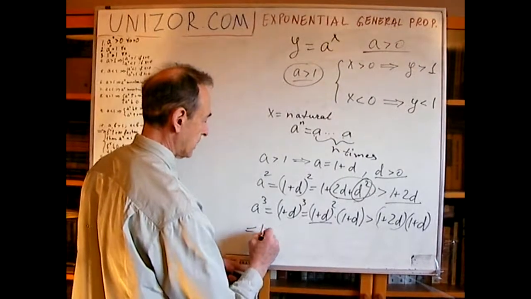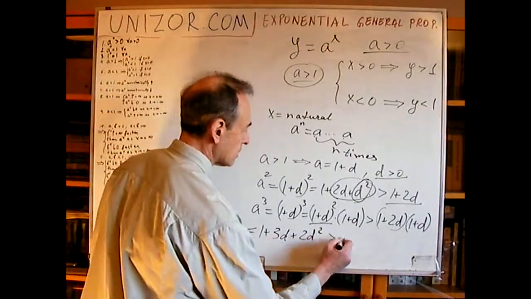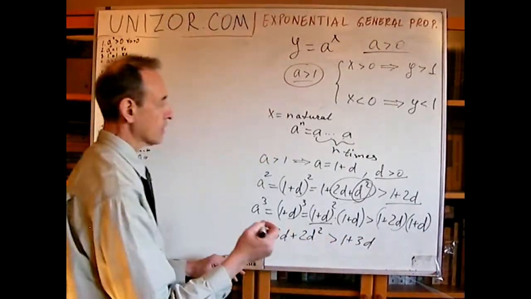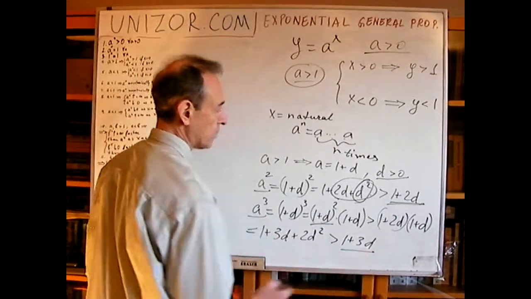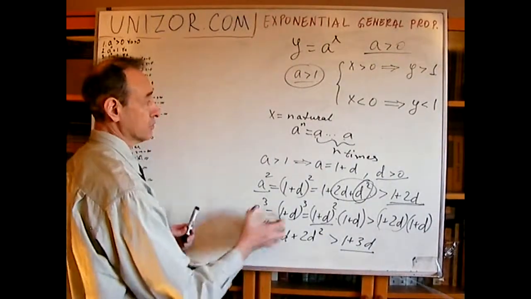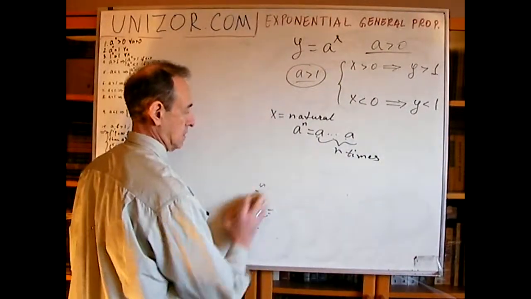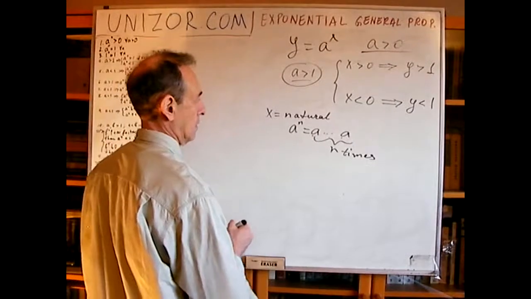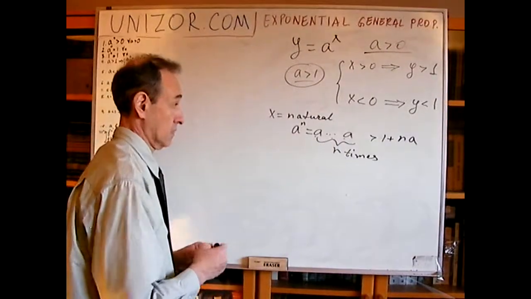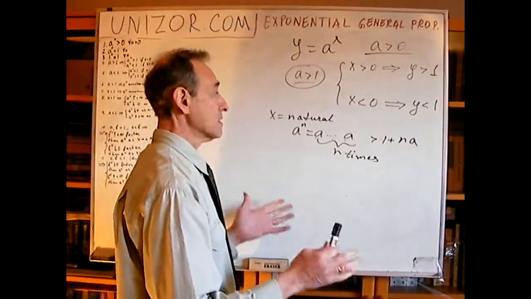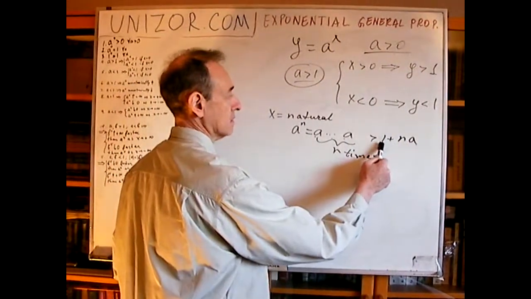Which is equal to 1 plus 3d plus 2d squared, right? Which is greater than 1 plus 3d. So, look at this. A squared is greater than 1 plus 2d, a cubed is greater than 1 plus 3d. Now, it's very easy to prove, let's say by induction, that a to the power of n is greater than 1 plus n times a. Basically, that's enough to prove that it's greater than 1.